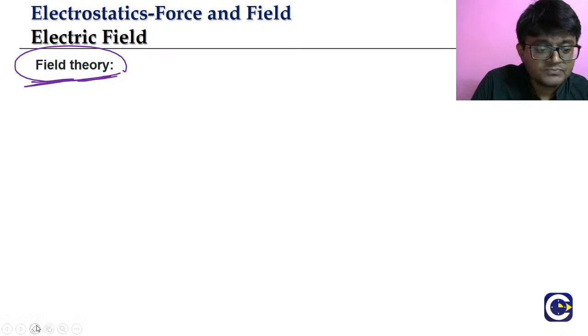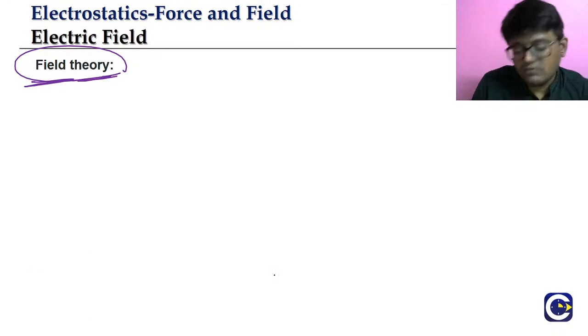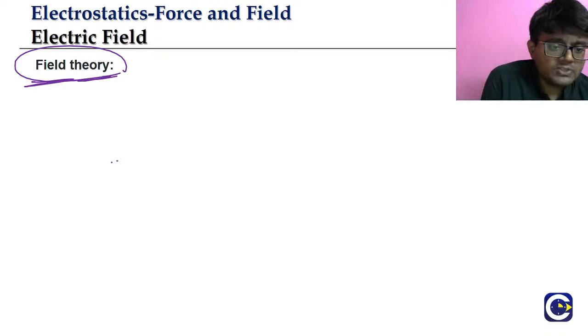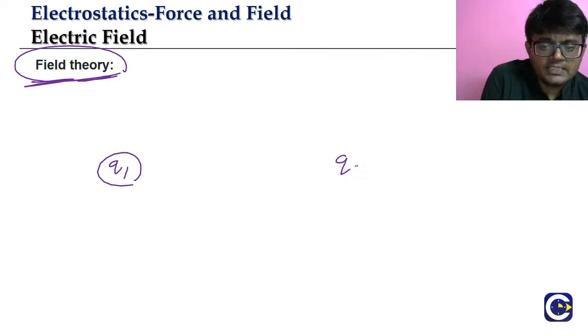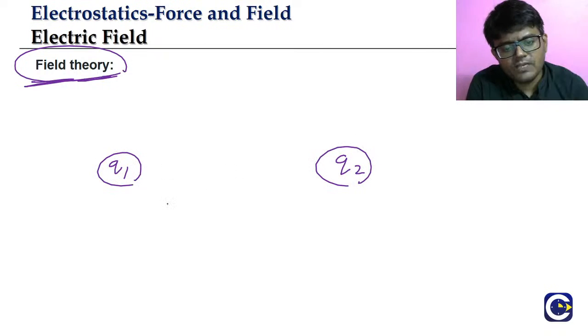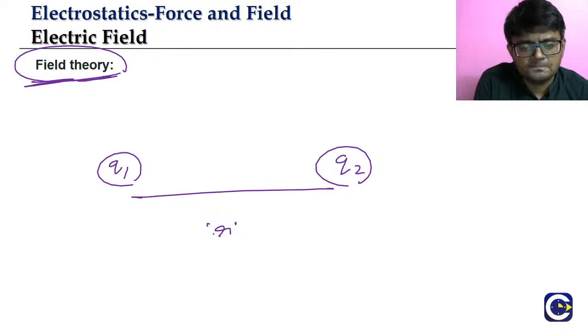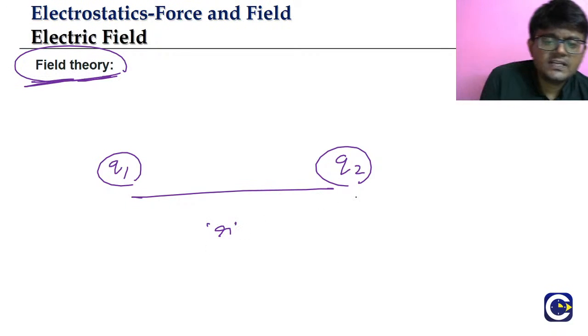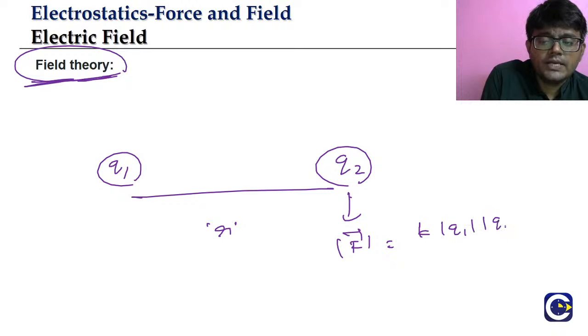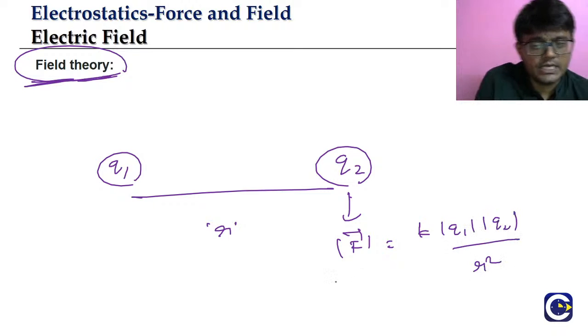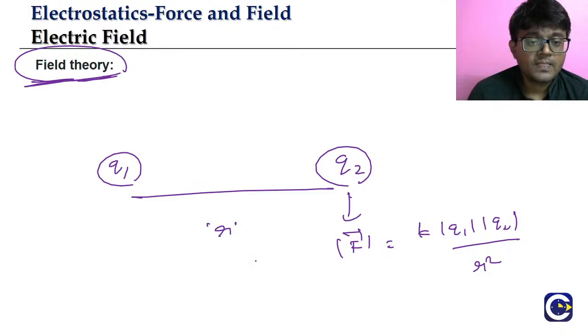For that, I will give you one very simple example. Look here: let us say we have two charges, a charge q1 and a charge q2, separated by a distance r. Then the force acting on the charge q2, and the value of the force is k into modulus of q1 into modulus of q2 by r square. This is the force.